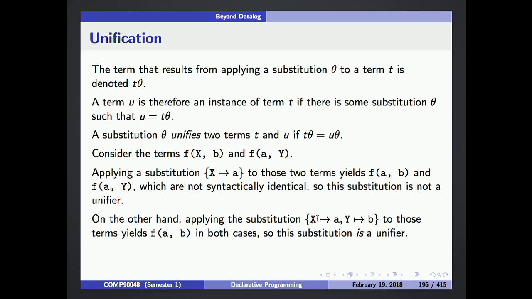Yeah? And in fact, in this case, that's the only unifier, right? Because in order for these two things to be equal, well, if I think about it, this thing has to be equal to that thing, so x has to be equal to a, and this thing has to be equal to that thing, so y has to be equal to b. So in fact, that's the unique unifier for those two terms. But in general, we may not have a unique unifier.